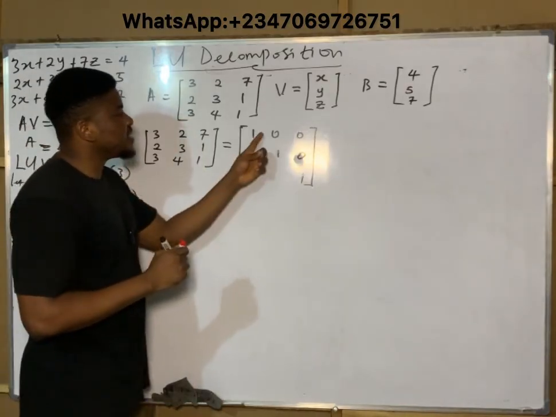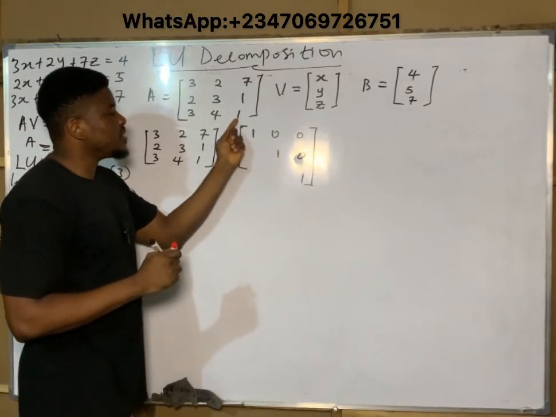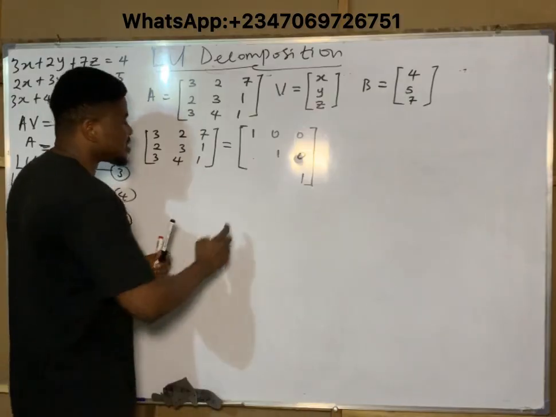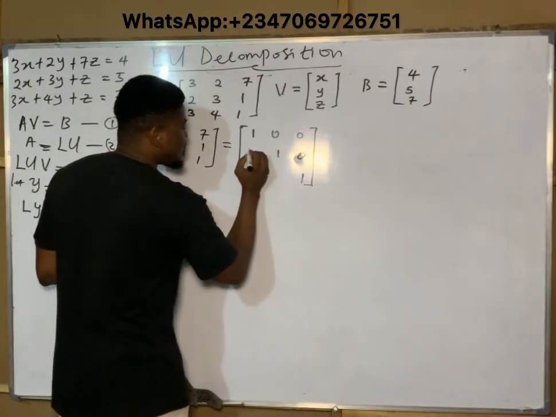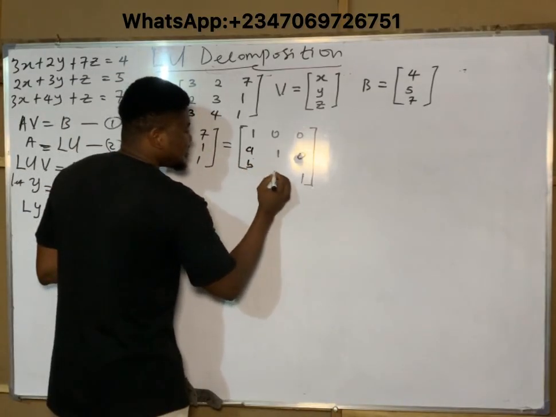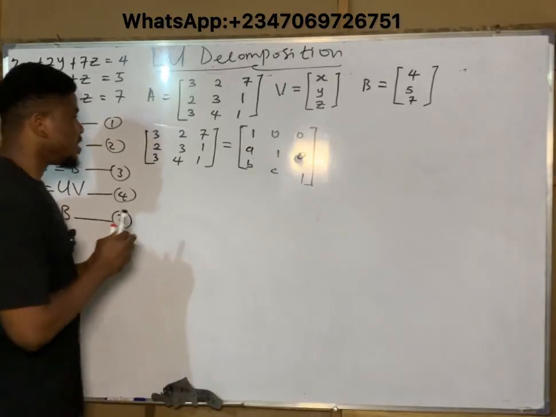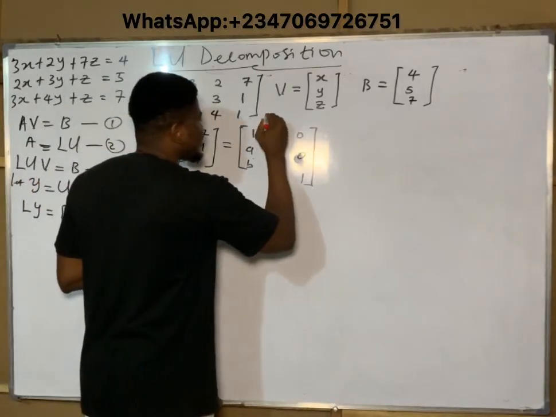For the lower matrix, the upper elements are 0. Meanwhile, the diagonals are represented as 1, 1, 1. Now, the remaining elements are unknowns. So we can call these A, B, C. Please do well to watch the first video. I took time to explain all of this in the first video. So this is our lower matrix L.